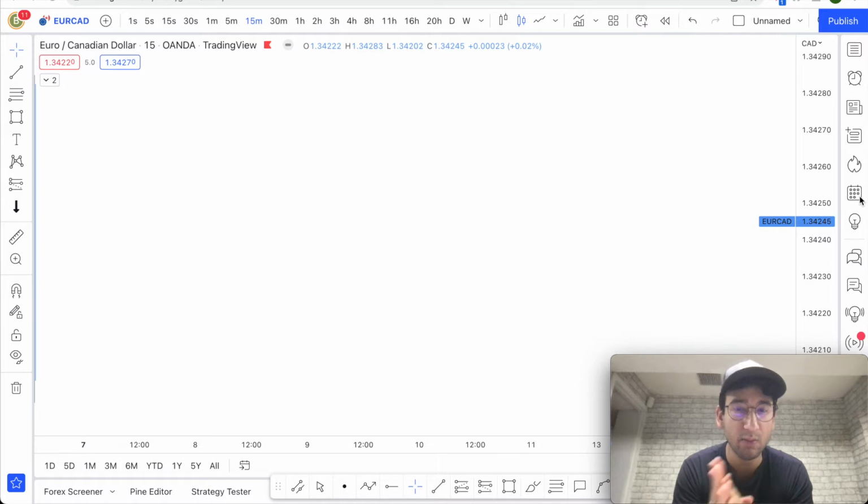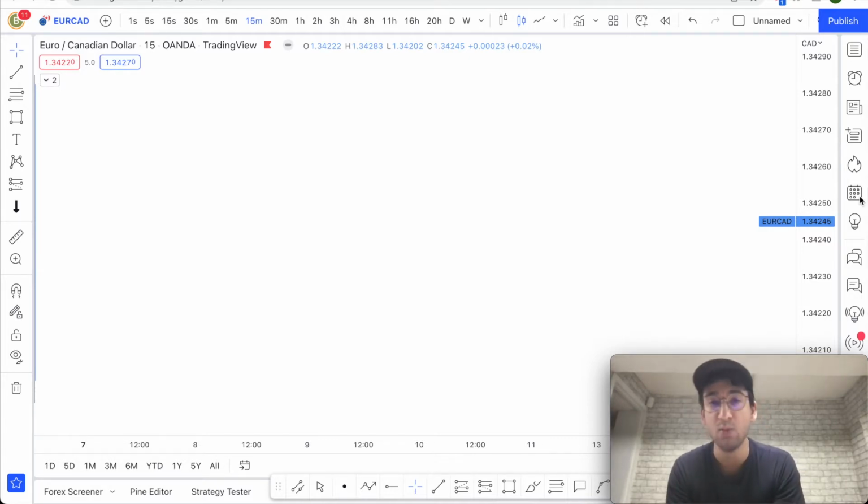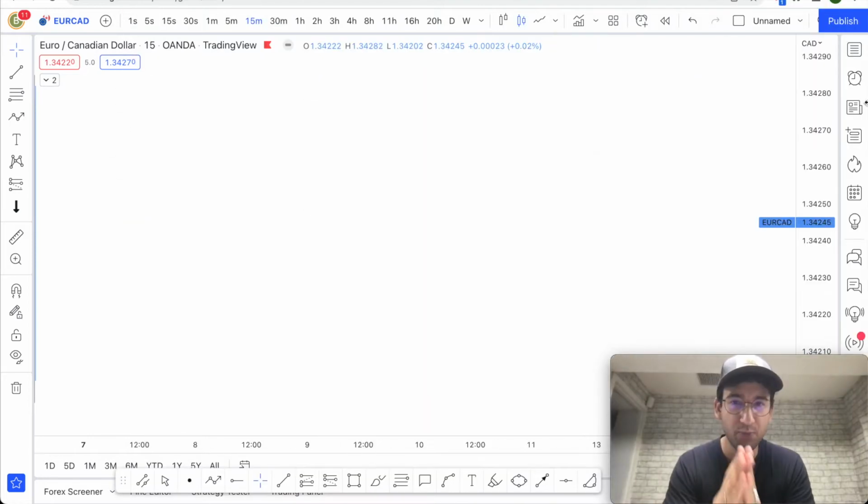So when we use this example for the markets, it's just the exact same thing. What we want to use the premium and discount levels for is to specify where cheap prices and where expensive prices are.